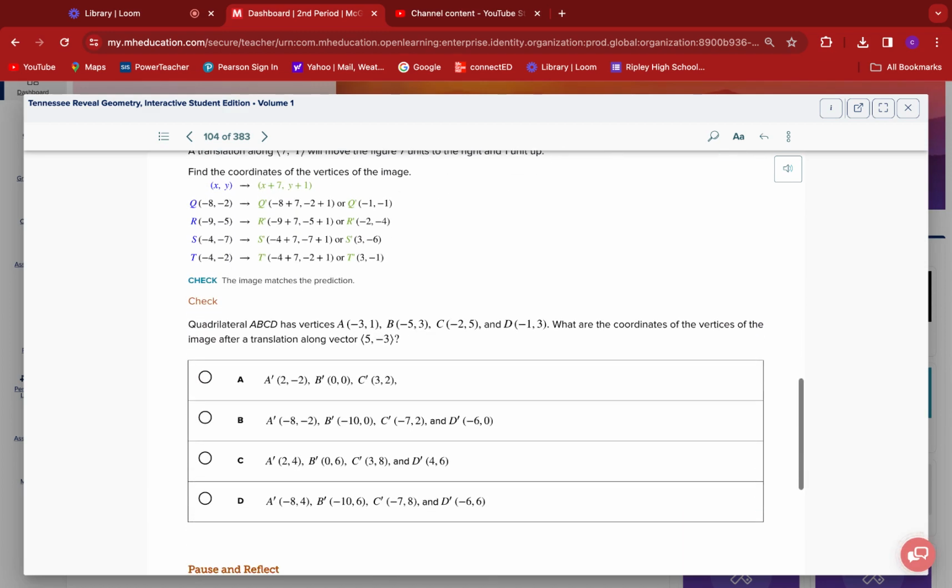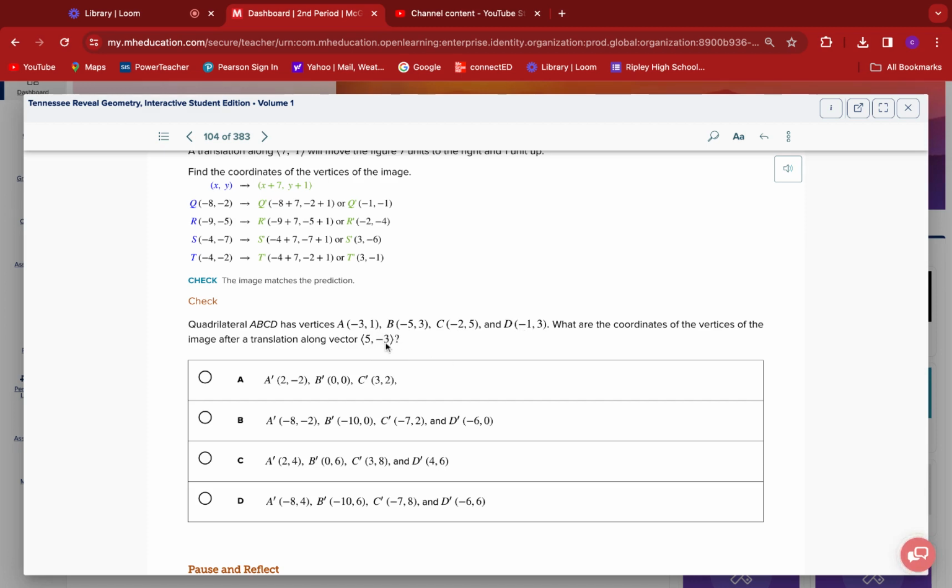All right, let's do a check. I'm on page 100 still, and I got a quad. ABCD has vertices, blah, blah, blah. What are the coordinates of the vertices after the image of a translation vector 5, negative 3? All right, first off, the x value is 5. I'm adding 5 to every single x. Negative 3 plus 5, negative 5 plus 5, negative 2 plus 5, and negative 1 plus 5.